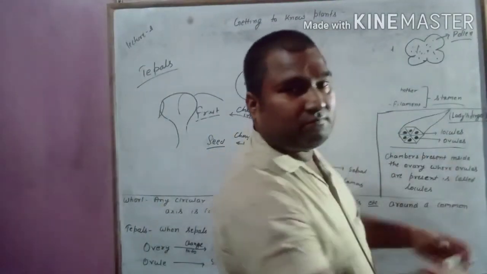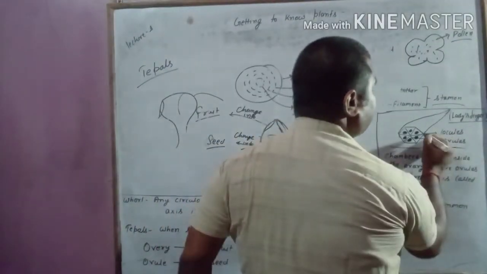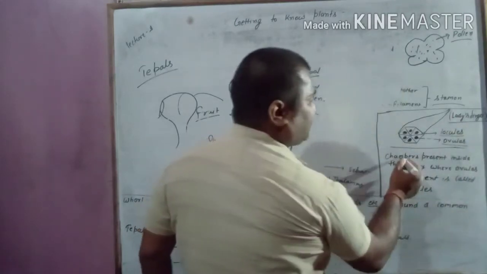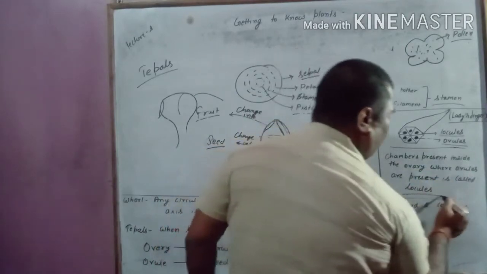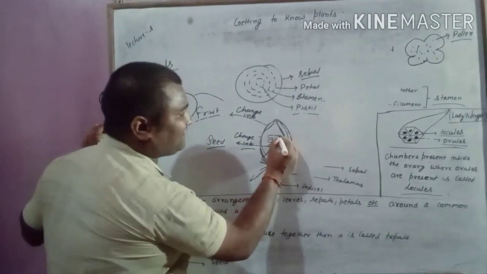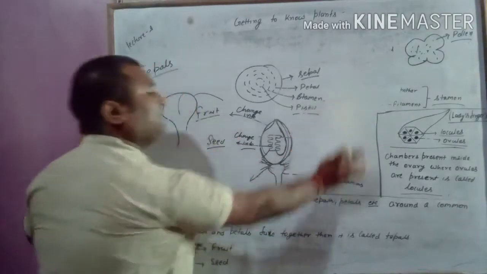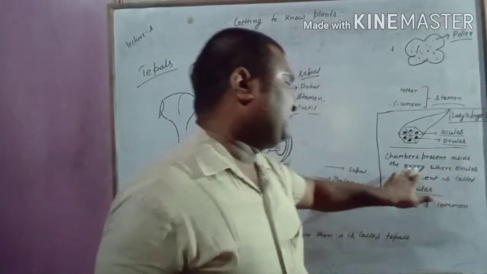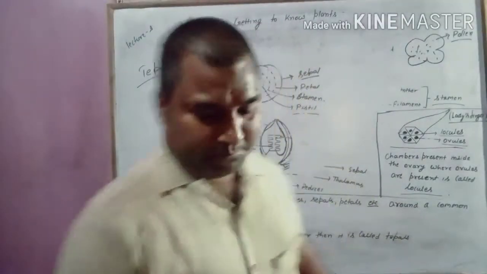So this is a lady's finger. I have cut it from a transverse cut. So this chamber inside is called locules and this is called ovules. So chambers present inside the ovary where ovules are present are called locules. This is one example. Here also you can say these are the chambers. So these are called locules. But aapko book mein nahi hai, isliye hum nahi keh rahe hain. Just keep in mind, chambers present inside the ovary where ovules are present are called locules.